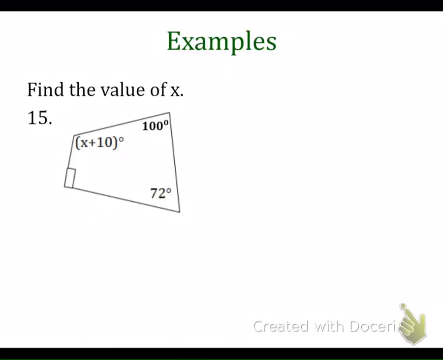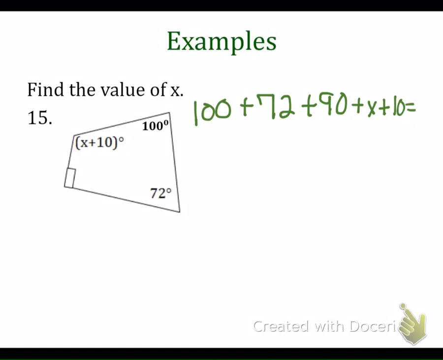Someone set it up for me. 100 plus 72 plus 70 plus x plus 10 equals 360. Good. Now, if it helps you, I would circle as you write it or cross it out, one or the other, because this gets really confusing and it's easy to forget one.